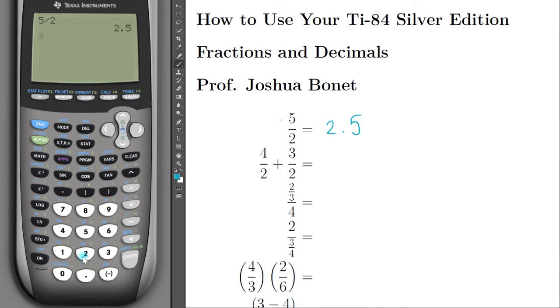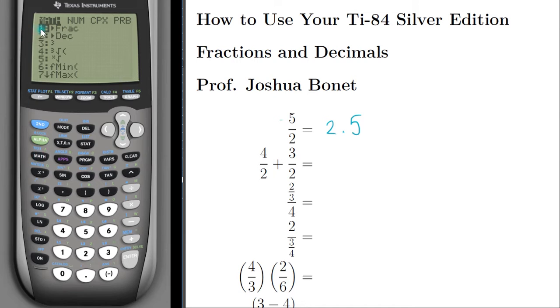Okay. Now, if I want to go back from decimal to fraction, imagine that I don't know that 2.5 is 5 over 2. So you type 2.5. You're going to go to the math button. Notice that the first one has an arrow and says Frac, from fraction. So if you press that and you press enter, you get the fraction. Okay, so that's how you go from a decimal to a fraction.